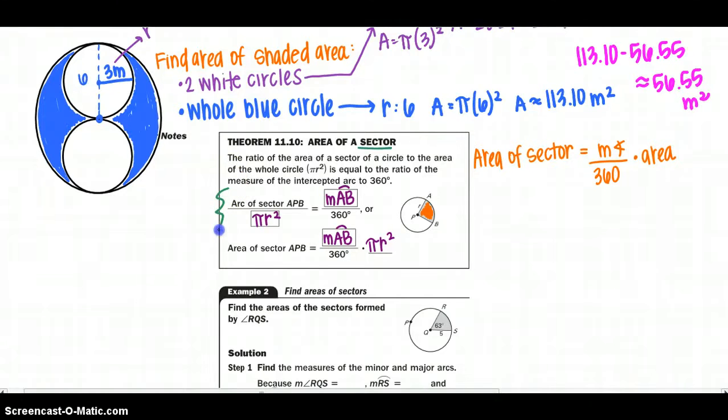If you notice, the 2 that are created pretty much say the same thing. So I'm going to put my area of my sector, which would be my orange shaded part, over my whole area equals the measure of my arc over 360. I can also write it like it is below, or I have also written it in terms of my angle. Remember, my central angle is the same as my arc measure, so I can use it in both ways.